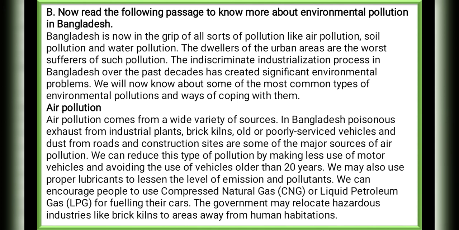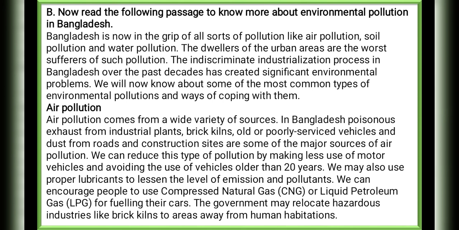Air pollution comes from a wide variety of sources. In Bangladesh, poisonous exhaust from industrial plants, brick kilns, old or poorly serviced vehicles, and dust from roads and construction sites are some of the major sources of air pollution. We can reduce this type of pollution by making less use of motor vehicles and avoiding the use of vehicles older than 20 years. We may also use proper lubricants to lessen the level of emission and pollutants.